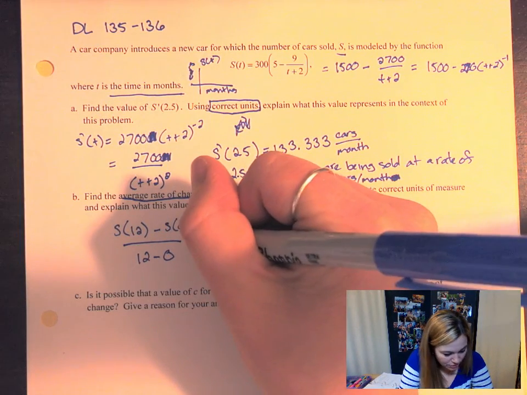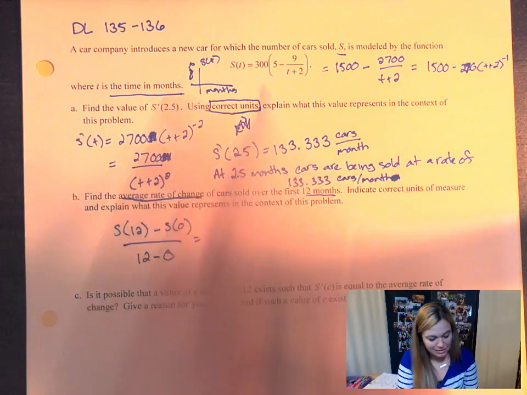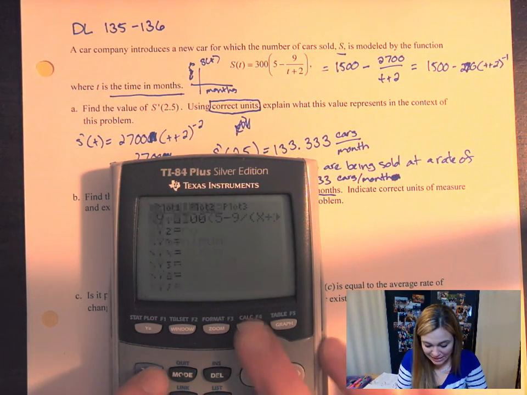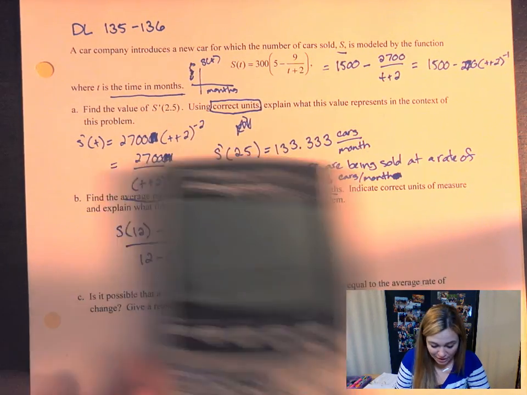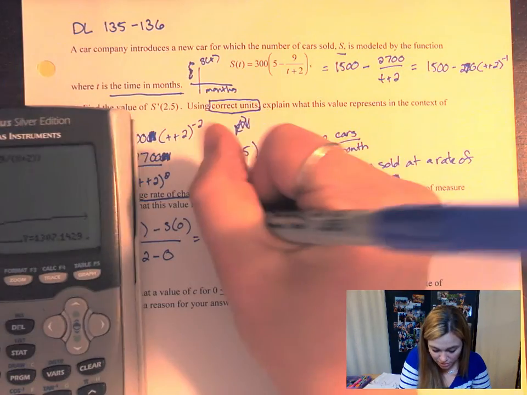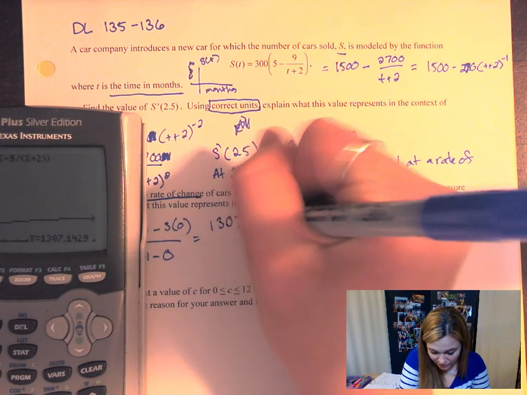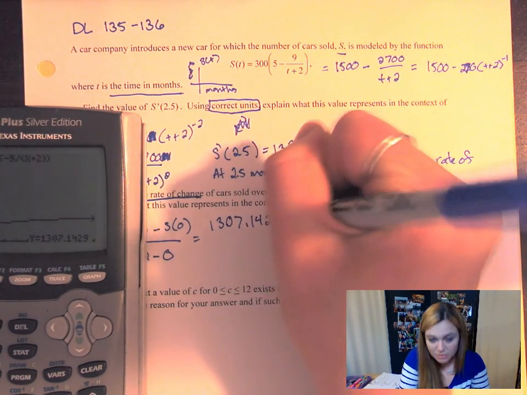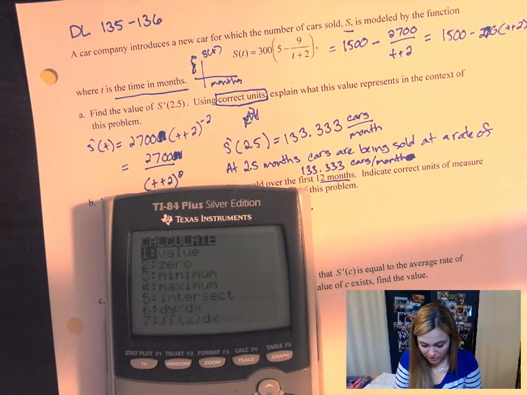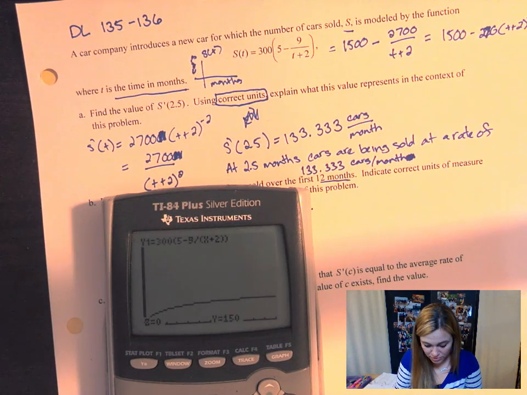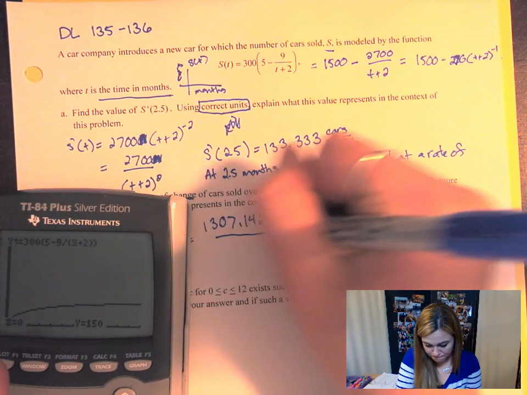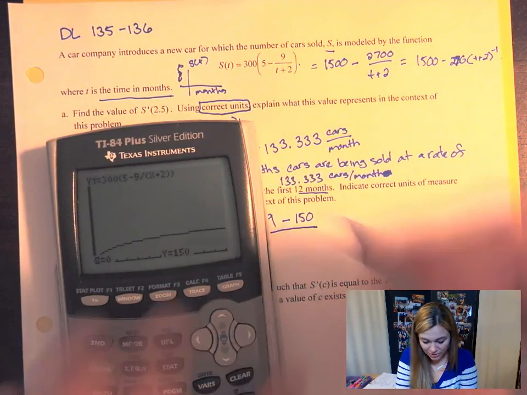And 12 minus 0, and then what we do is we go back to this original function. So when I substituted this in, this was S of t. I'm going to do second, calculate the value at 12. And I get 1307.1429 minus the function value at 0, which was 150. And then 12 minus 0 would just be 12.